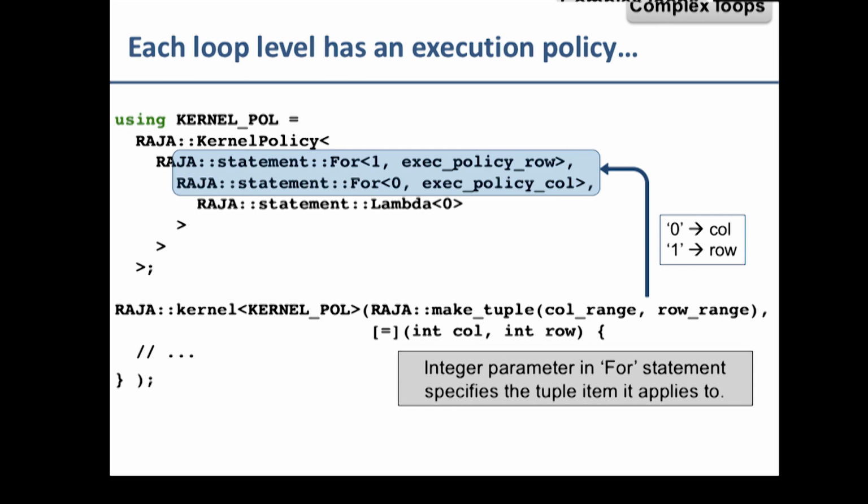So if you notice in these for statements, they basically abstract the notion of a for loop. They have these integer template arguments at the beginning, and those correspond to their indices in this tuple. So this inner guy corresponds to the column range, and then this is the policy associated with executing that column loop. The 1 corresponds to the row range, because it's in the next one, and then that policy. So those indices indicate the tuple item, the iteration space that it applies to.